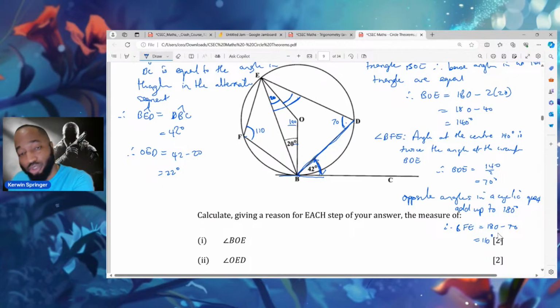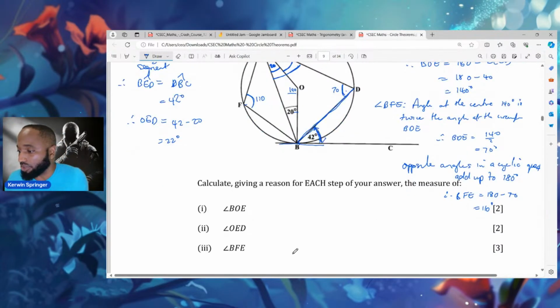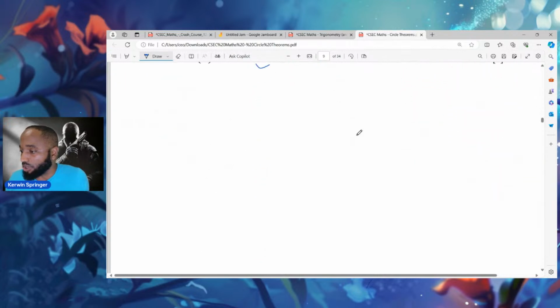So this circle theorems question was on the harder side of things, definitely on the harder side of circle theorems. Definitely one for the record books.